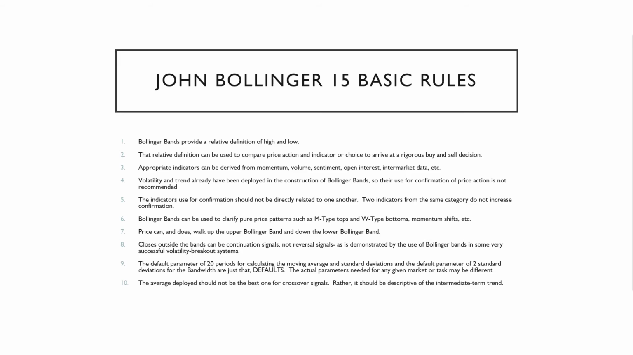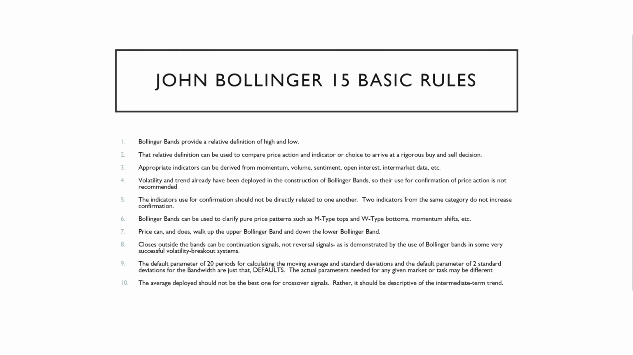Number 9, the default parameter of 20 periods for calculating the moving average and standard deviations, and the default parameter of 2 standard deviations for the bandwidth are just that, defaults. The actual parameters needed for any given market or task may be different. So for me, I use a 30 period simple moving average. I know some people that use a 9-period moving average in their day trading, so it really just depends on you. Just test out different averages, see what works for you, and give you clear signals based off your trading style and your trading psychology, and go with it.